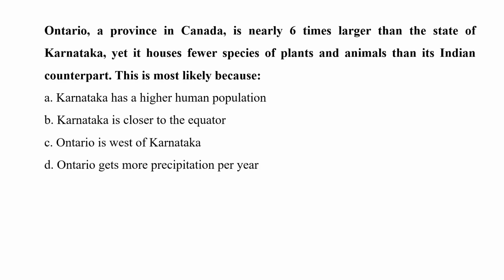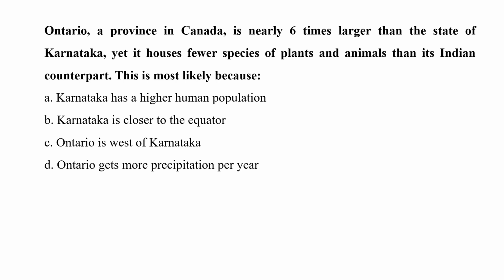Here is the first section, general science. Ontario, a province in Canada, is nearly 6 times larger than the state of Karnataka. Yet it houses fewer species of plants and animals than its Indian counterpart. This is most likely because A. Karnataka has a higher human population, B. Karnataka is closer to the equator, C. Ontario is the west of Karnataka, D. Ontario gets more precipitation per year.